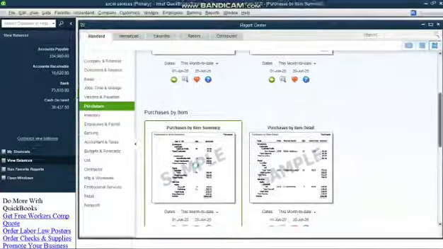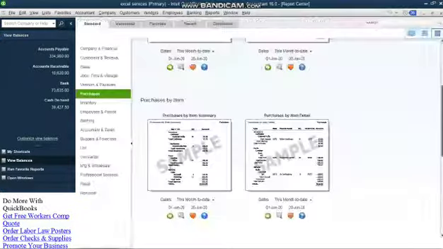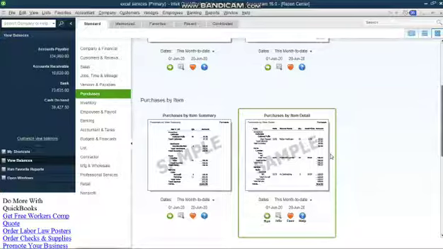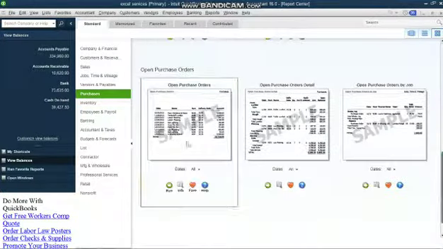This is a more detailed report. Purchases by item. With this you can know the inventory item you bought the most and the total cost of the inventory item you bought. All the reports, you can always change the date range depending on the period you want to see. This is by item detailed.